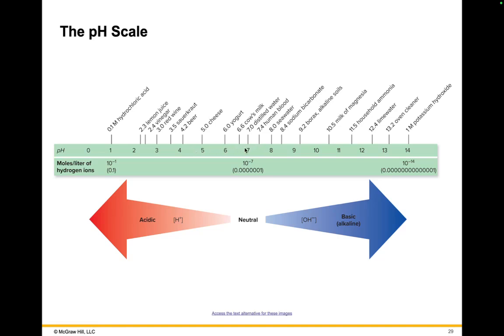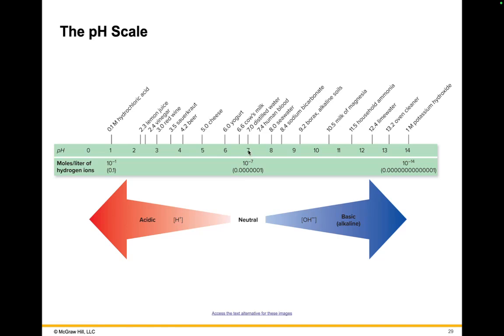So as you move further from 7 down the pH scale, you're becoming what? More acidic. So yogurt is a pretty weak acid compared to lemon juice, which is a very strong acid. The lower the number, the more acidic. And anything below 7, like milk, is an acid. Okay, 7 is neutral because it has even numbers of hydrogens and hydroxides making water. All right.